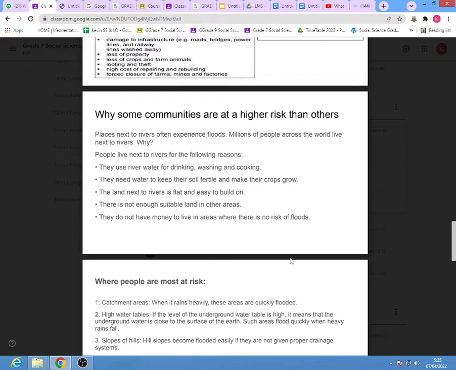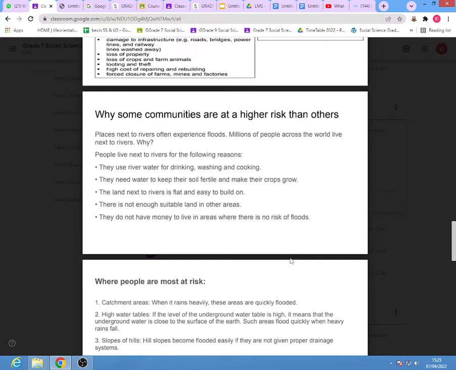So first of all, you need to look at what areas get flooded most of the time. We all know that the low-lying areas are the areas that are flooded first before the water starts rising. People who live next to the rivers often experience floods. That is why you always hear our government telling people not to stay in the areas that are easily flooded, right? Millions of people across the world live next to the river.